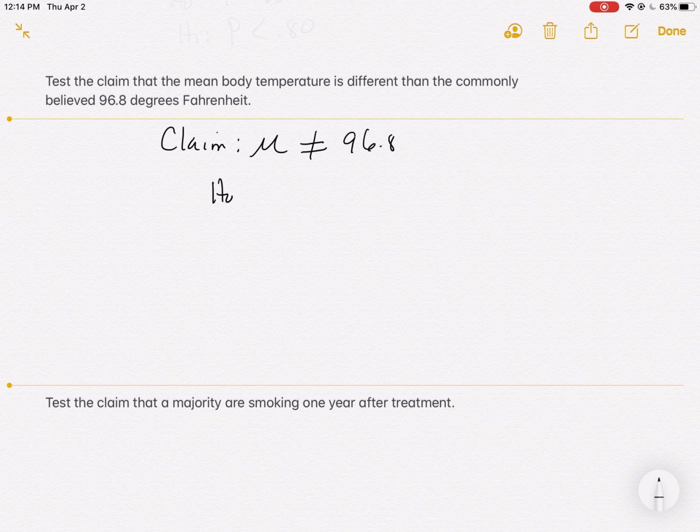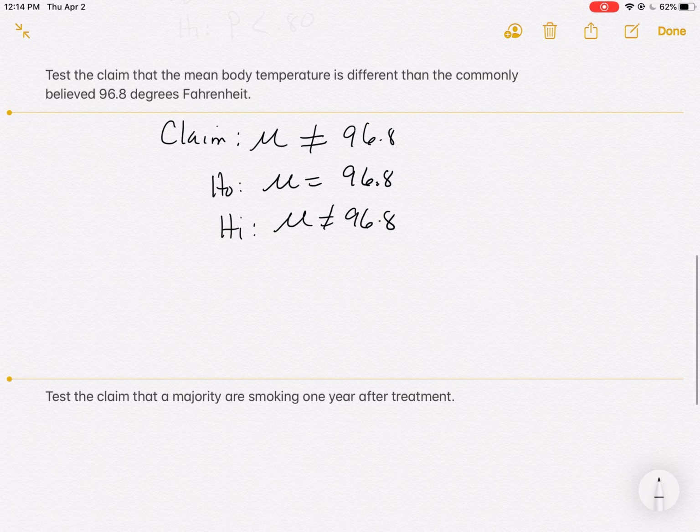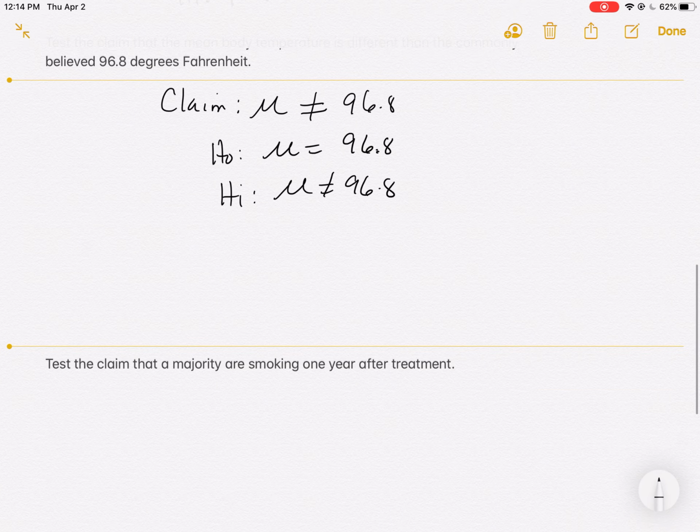Well, what's my null hypothesis? No real thought there. The null hypothesis is that it's flat out equal to 96.8. And what's the alternative? The alternative is the claim if it can be, and it can be. Not equal to is one of the allowed symbols for the alternative hypothesis. So that's it. That's the claim, the null hypothesis, and the alternate hypothesis. We're done with steps 1 and 2 in that process.